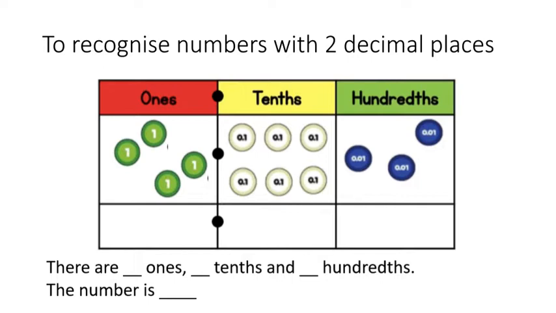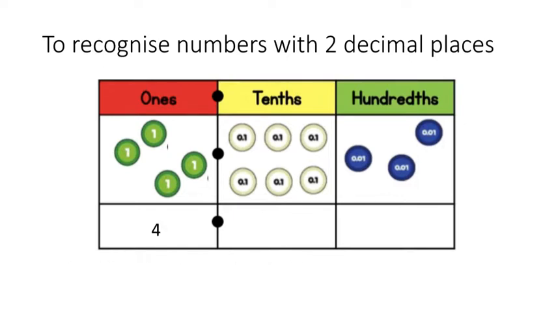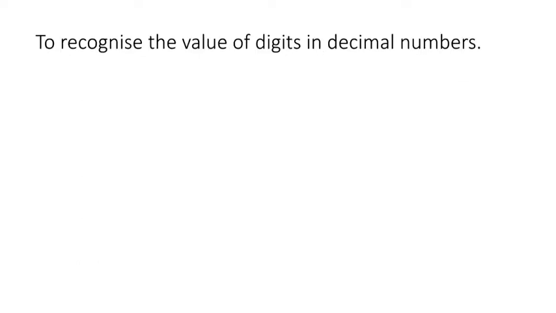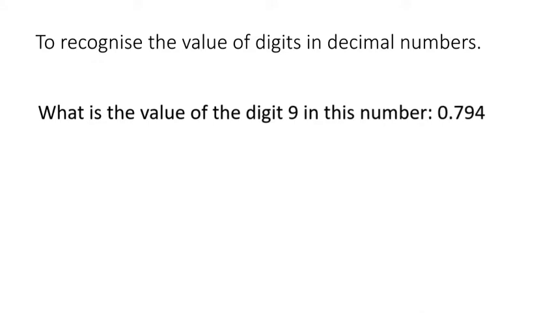Okay, let's work it out together. There are 1, 2, 3, 4 ones. There are 1, 2, 3, 4, 5, 6 tenths. And there are 1, 2, 3 hundredths. So I know there are 4 ones, 6 tenths, and 3 hundredths. The number is 4.63.